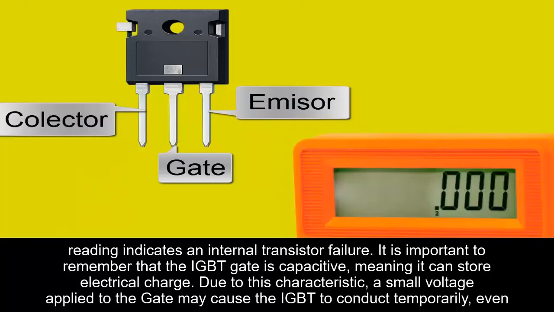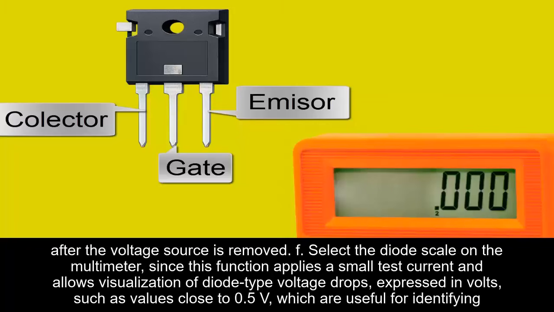It is important to remember that the IGBT gate is capacitive, meaning it can store electrical charge. Due to this characteristic, a small voltage applied to the gate may cause the IGBT to conduct temporarily, even after the voltage source is removed.